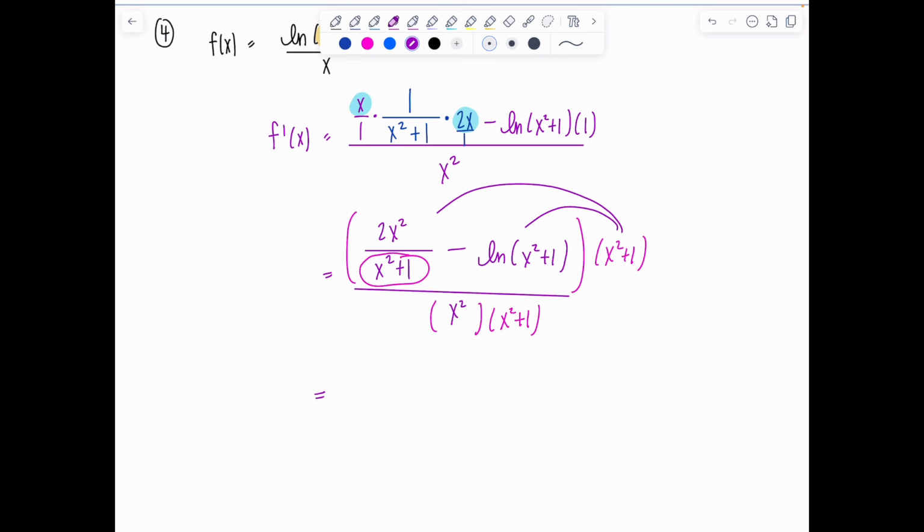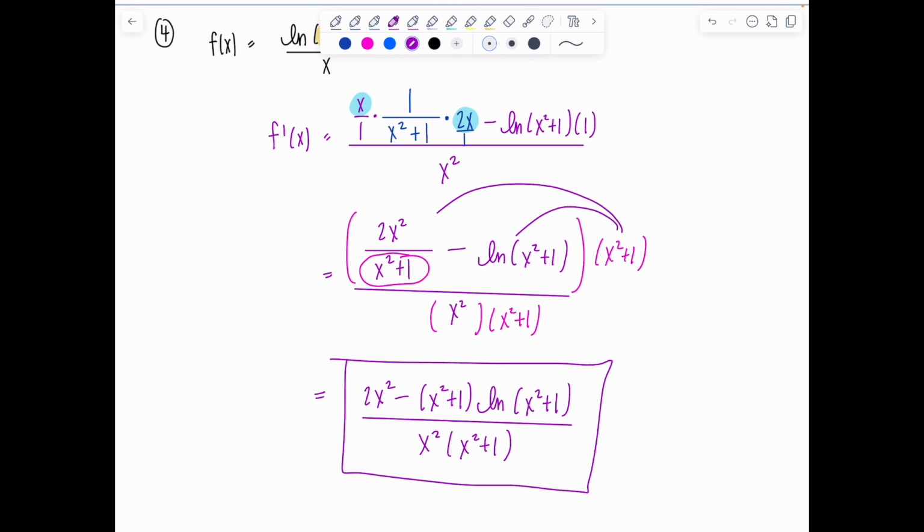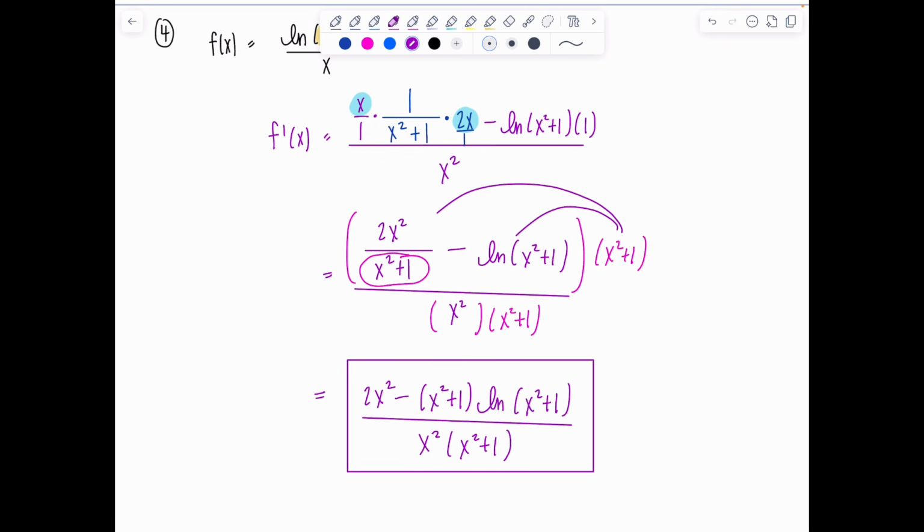This will distribute. So we have 2x squared minus x squared plus 1 times ln x squared plus 1 over x squared times x squared plus 1. And no, you can't cancel these x squareds. That's illegal. The math police will come snatch you. So we're done. I would just box this and move on. Okay? Now, if you can recognize the layers, the chain rule becomes automatic, and you'll stop losing these easy points on exams.